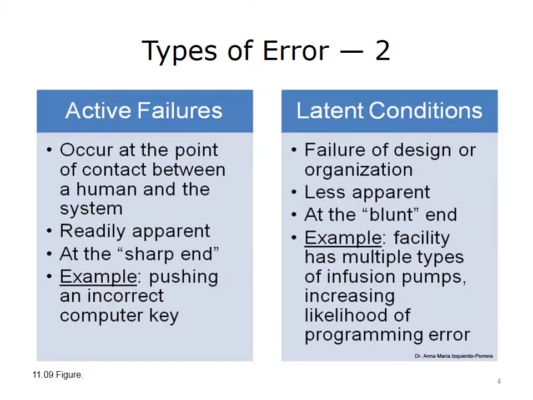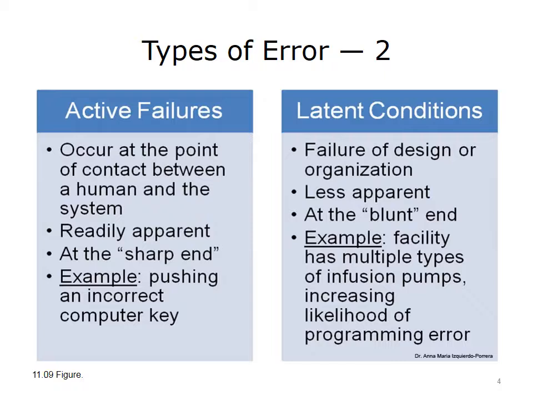Another way to classify errors has been proposed by James Reason. Reason describes active failures and latent conditions. Active failures occur at the point of contact between a person and the system. We refer to these failures at the sharp end. They are usually readily apparent. Examples of active failure would be pushing an incorrect computer key or ignoring a warning light.